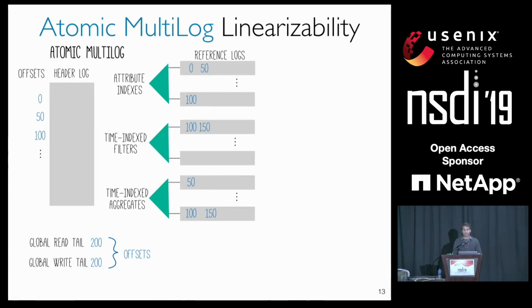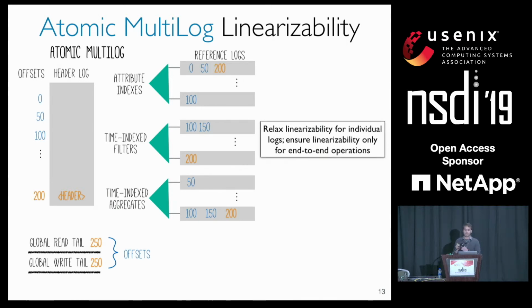Now, whenever a new packet needs to be written, we first increment the global write tail, then proceed to update not only the header log, but also all of the other logs across the different derived data structures. And only once we have updated all of the data structures do we go on to update the global read tail. This ensures that the end-to-end operations across the collection of logs are now atomic and linearizable.